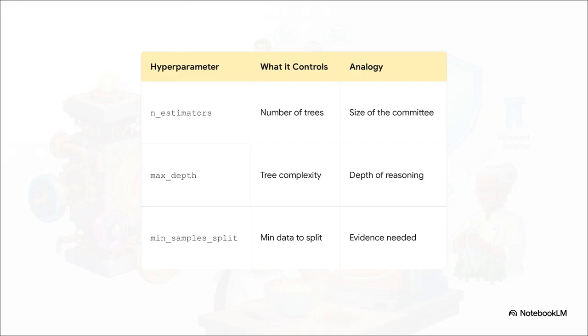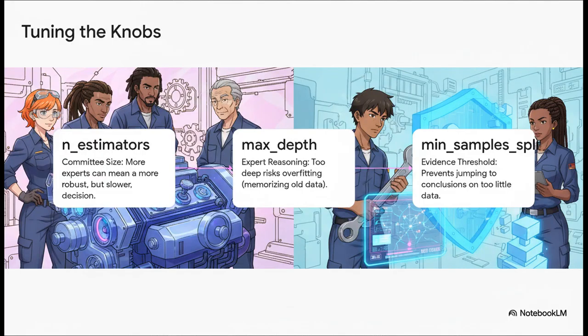So the behavior of this expert committee is guided by its operating rules, which are, you guessed it, its hyperparameters. The three key knobs here are n_estimators, which is literally the size of your committee. Then you have max_depth, which controls how complex each expert's reasoning can be. And finally, min_samples_split, which sets the minimum amount of evidence an expert needs before they can form an opinion.